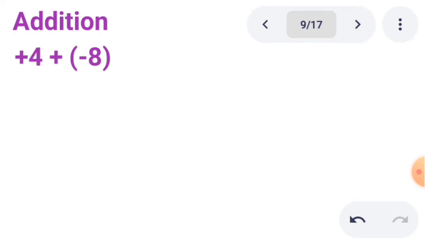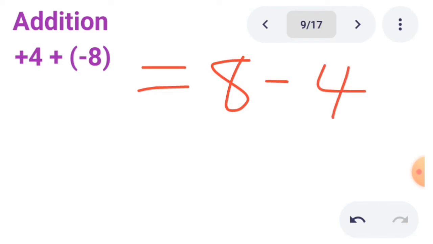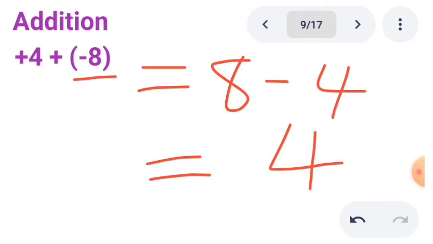Let's see another example. We have a +4 and a -8. What is the difference between 8 and 4? The difference between 8 and 4 is 4. Now the larger number is 8, and the sign in front of the larger number is a negative sign. So we simply put a negative sign in front of the answer, and we get a -4 as the answer.